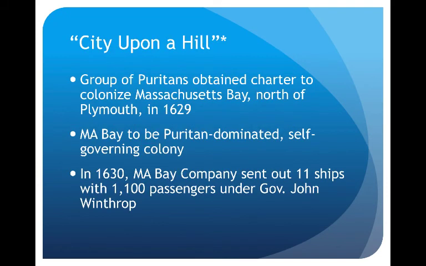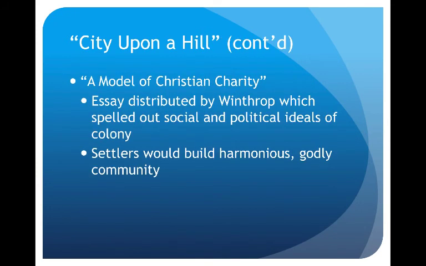So, about City Upon a Hill. In 1629, a group of Puritans obtained a charter to colonize Massachusetts Bay north of Plymouth. And this was going to be a Puritan-dominated, self-governing colony. And in 1630, the Massachusetts Bay Company sent out 11 ships with 1,100 passengers under Governor John Winthrop. And Winthrop declared in an essay called A Model of Christian Charity that Massachusetts would be as a city on a hill.